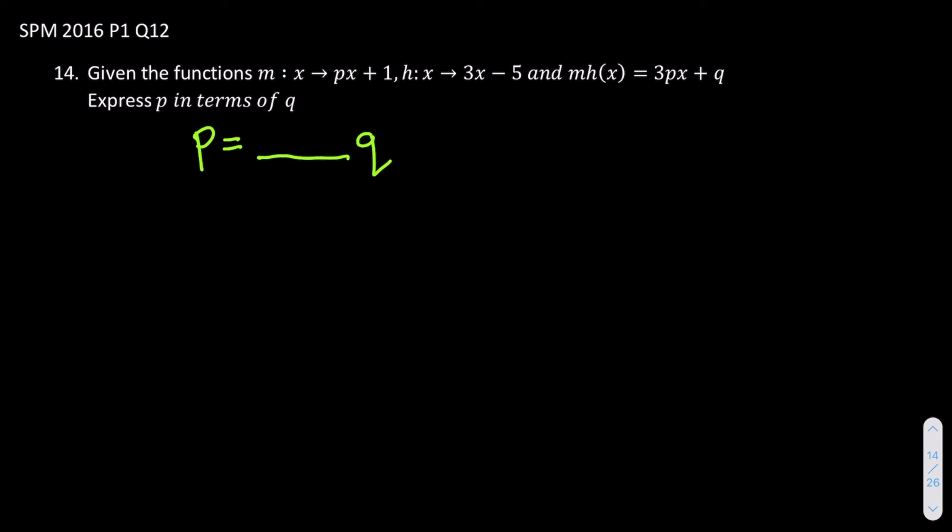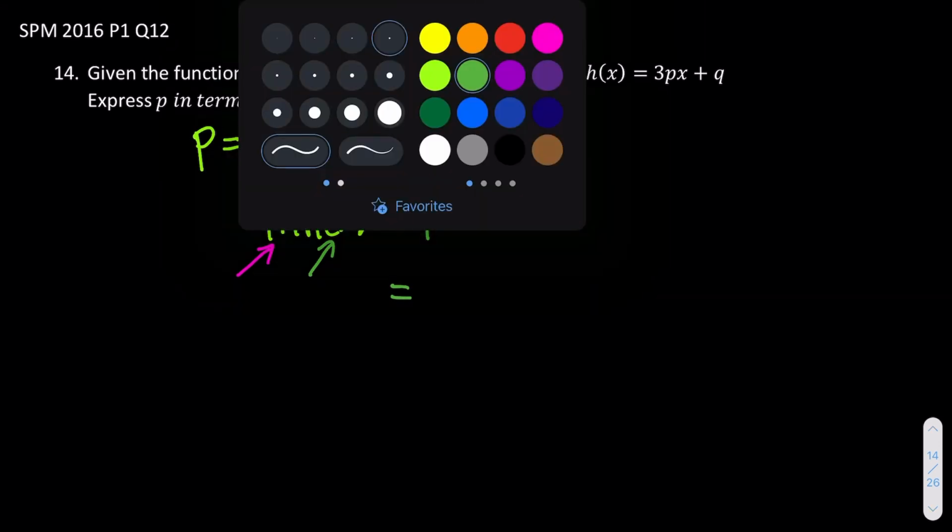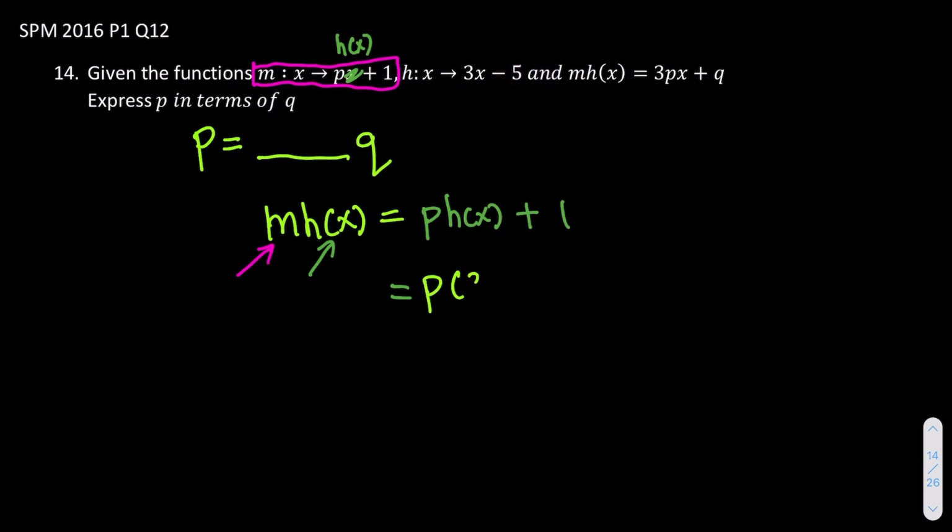So m hash of x. This basically means that, remember, we go for the m function first. So where is our m? Then substitute all of their x to become hash of x. So we have p hash of x plus 1. But do we know what hash of x is? Yeah, it's just 3x minus 5. So now it becomes p times 3x minus 5, plus 1.